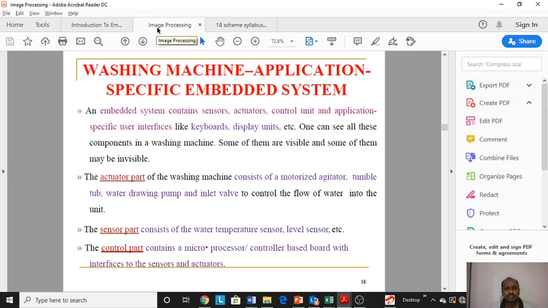Now, as I told you, a sensor consists of the water temperature sensor and the level sensor. The next important thing is the control part. What is the control part? The control part contains a microprocessor, as well as a control board which interfaces to the sensors and actuators. So we have seen that the washing machine is an embedded system. Without the microcontroller or microprocessor, we cannot do anything in this washing machine. Your washing machine is totally controlled by your microcontroller based board.